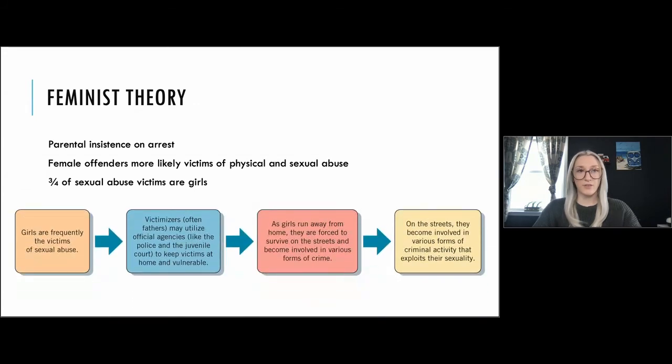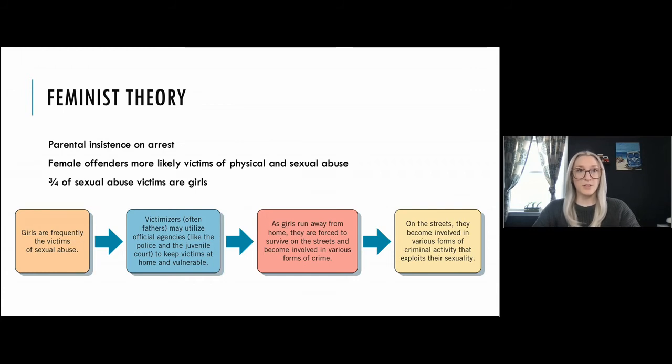However, I have to throw in the caveat there. I don't think your book mentions this, but other research does, that it is also possible that male sexual abuse victim rates are higher, but males are less likely to come forward about sexual abuse than are females.